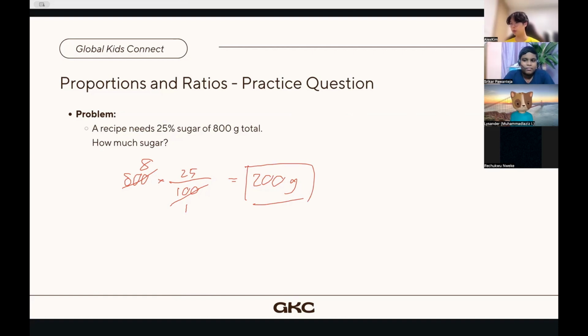Very easy question. I just put it in there because you can use proportions and ratios as well. But for this problem, I think it's less of a use case compared to the previous one, but still it's good practice.